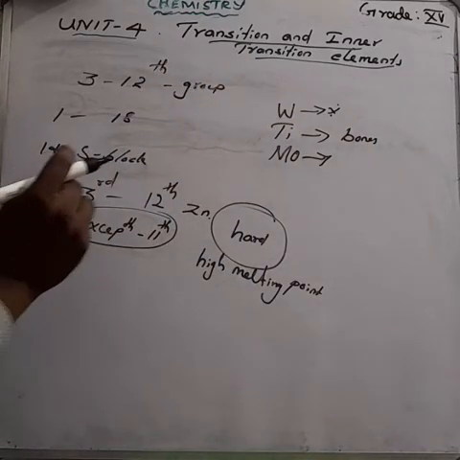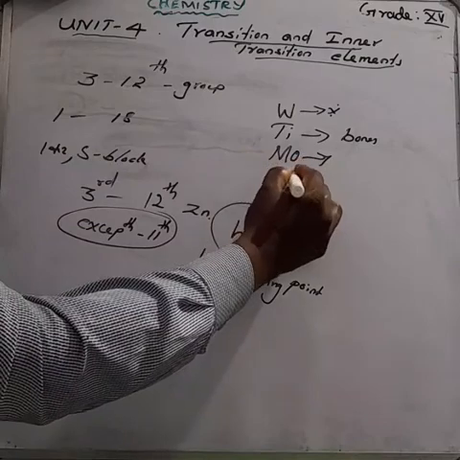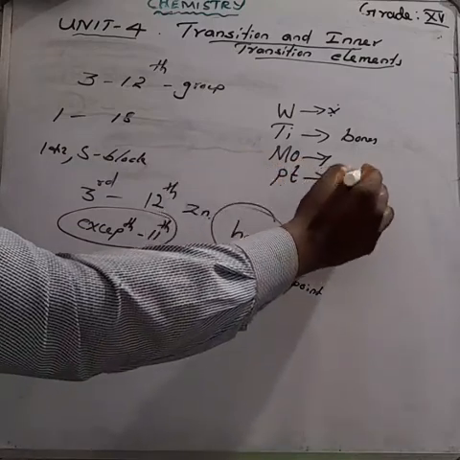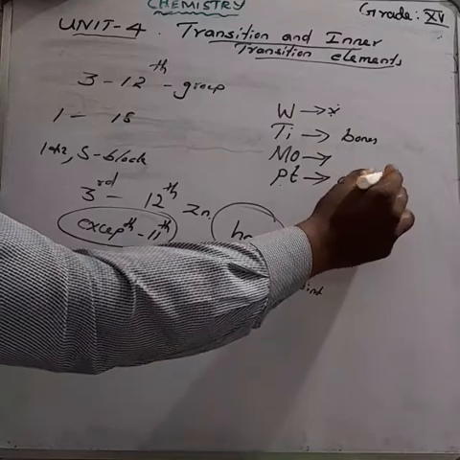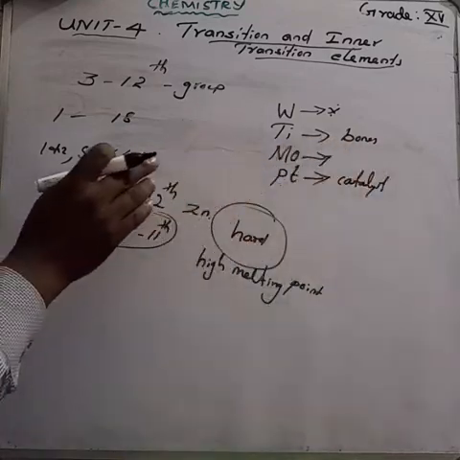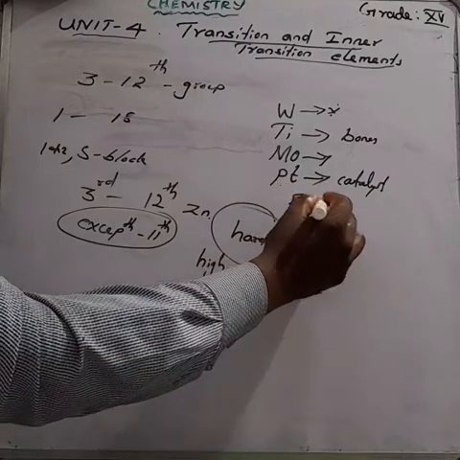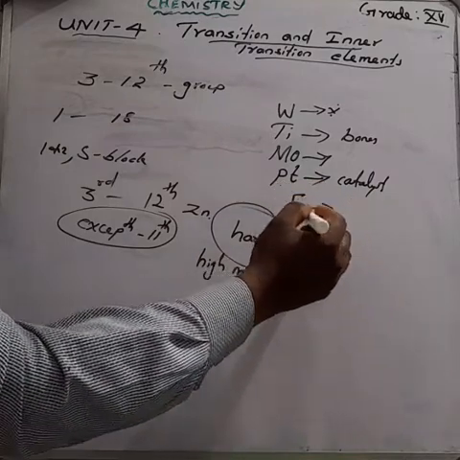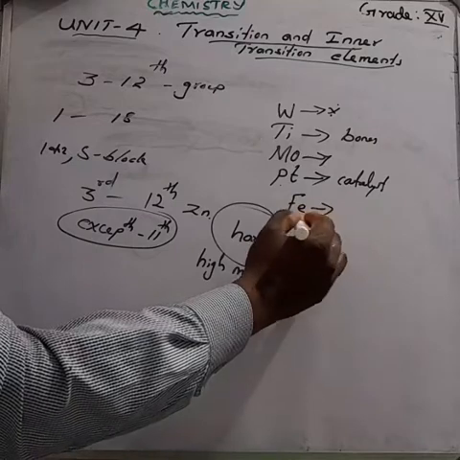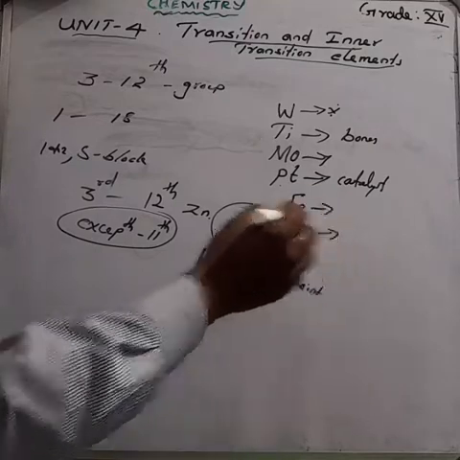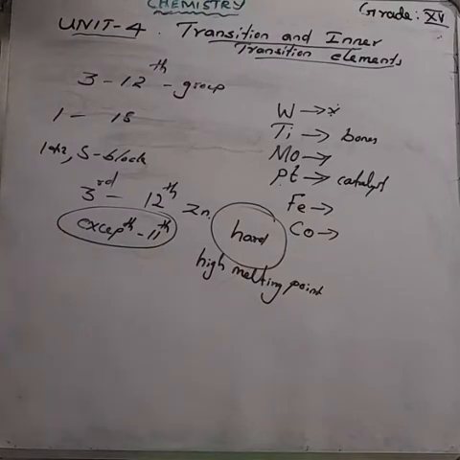And about the 10th group about the platinum. Very, very important as a catalyst. Some of the reaction catalyst used as a platinum. And about the iron. Iron is about the 8th group. About the hemoglobin. We know that in hemoglobin. Cobalt is about the 9th group in vitamin B12. There are very applications.